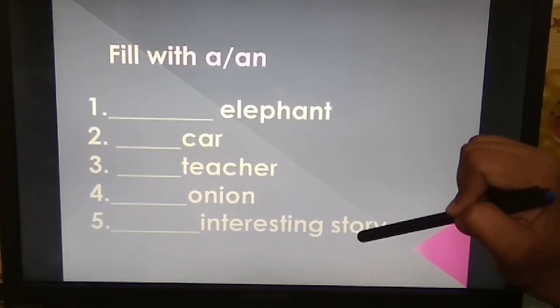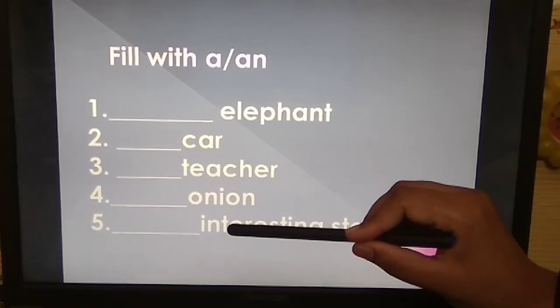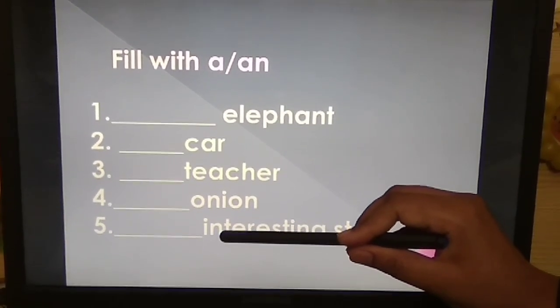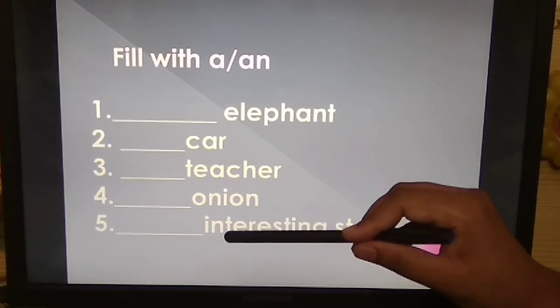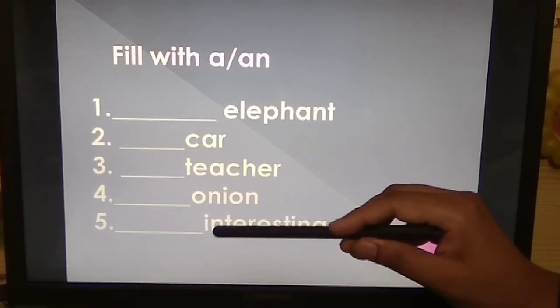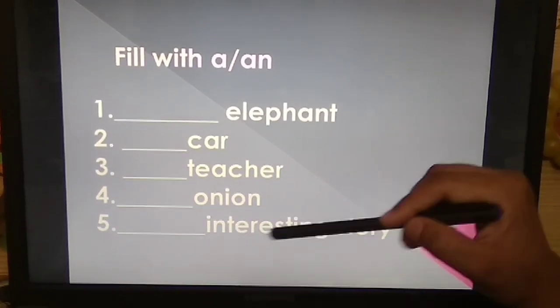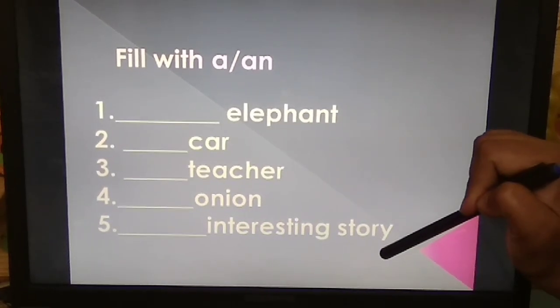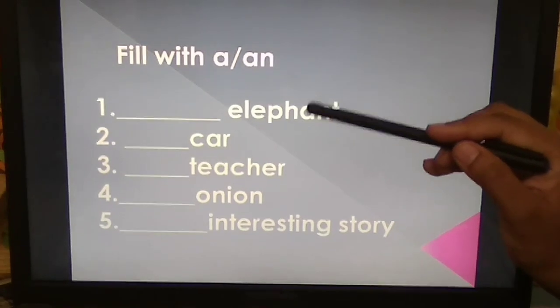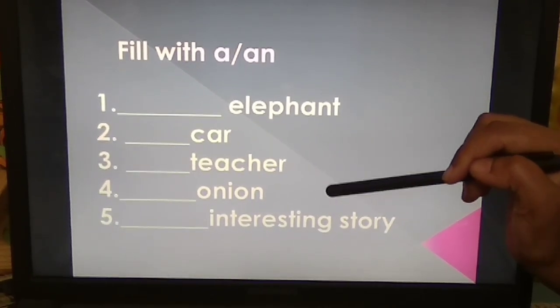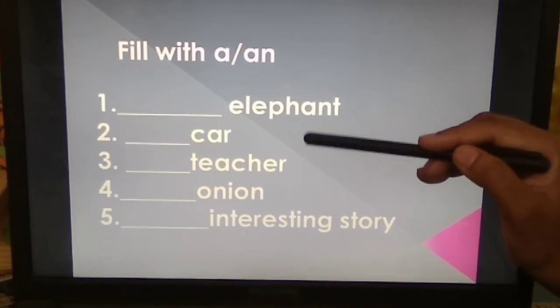Interesting story. Interesting is the word and it is starting from I. So before I, you are going to place N. An interesting story. So all these fill-ups are clear to you all. I hope it is clear.